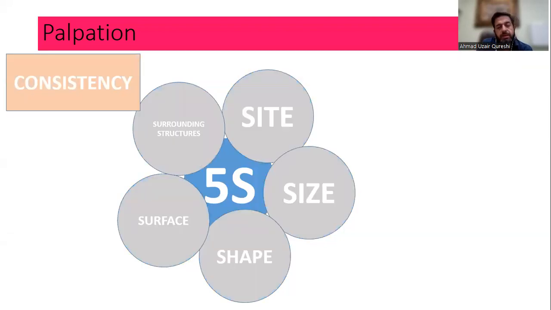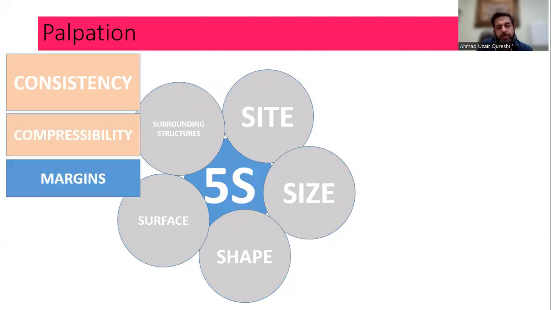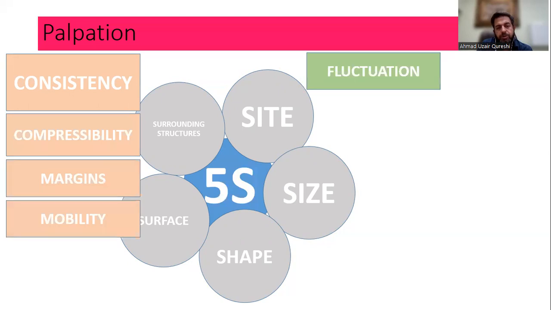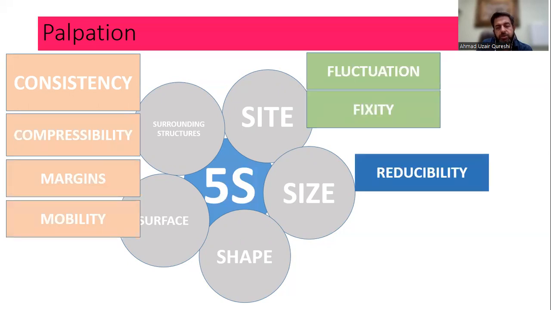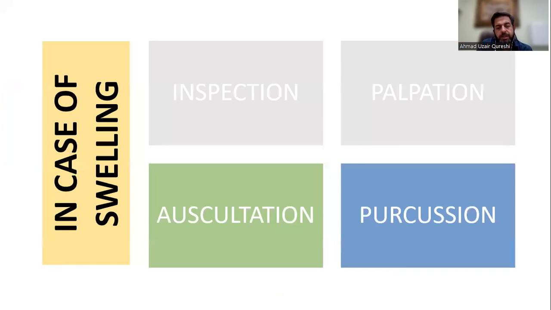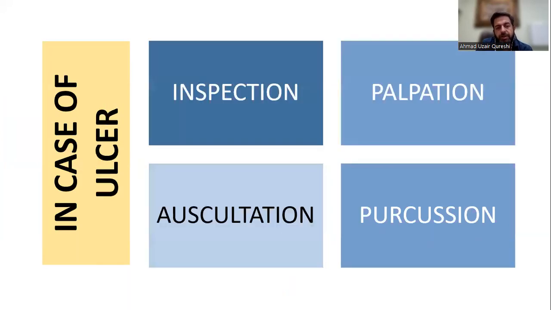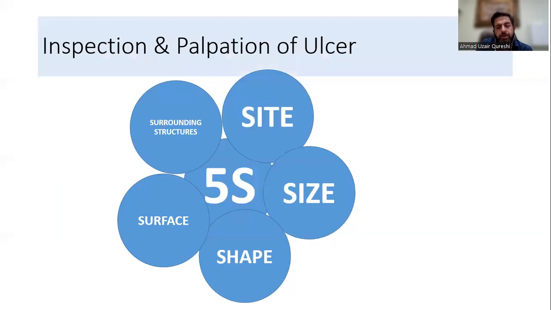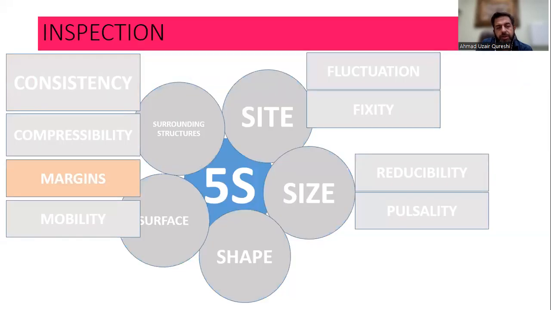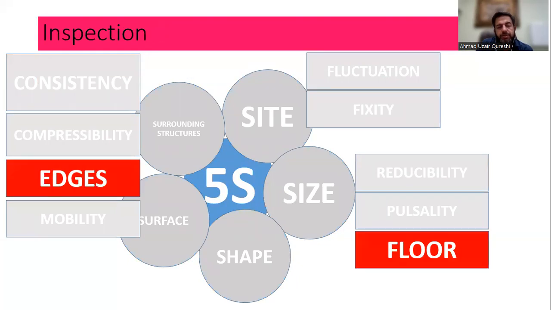Next, you need to know the consistency, compressibility, margins, mobility, fluctuation, fixity, reducibility, pulsatility, and all these. So this completes the examination of the swelling, and then you need to complete all these again. On inspection, you need to know if there is an ulcer. So we follow the same schema again.